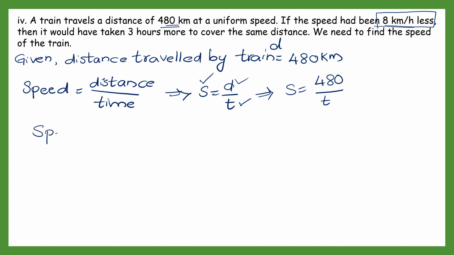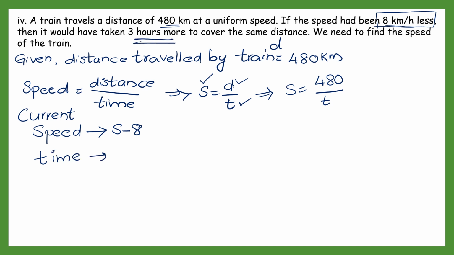So, current speed will be what? It decreased by 8 kilometers. So, S minus 8. Then what are they telling? Time. Current time will be, they are telling time it will take is 3 hours more. Actual time is T hours. Now they are telling it will take in this scenario 3 hours more. That means T plus 3. So S will become what? S minus 8 is, distance is same, 480 by T plus 3.